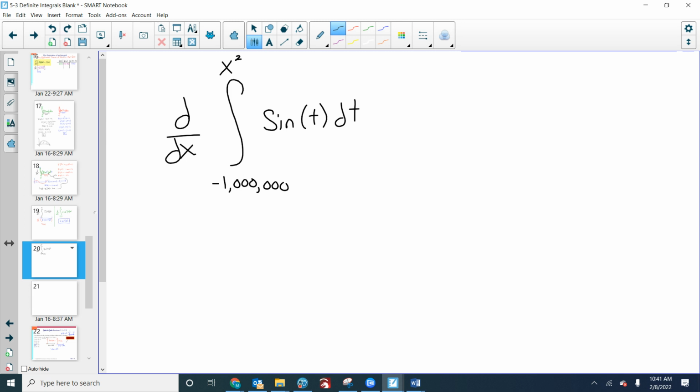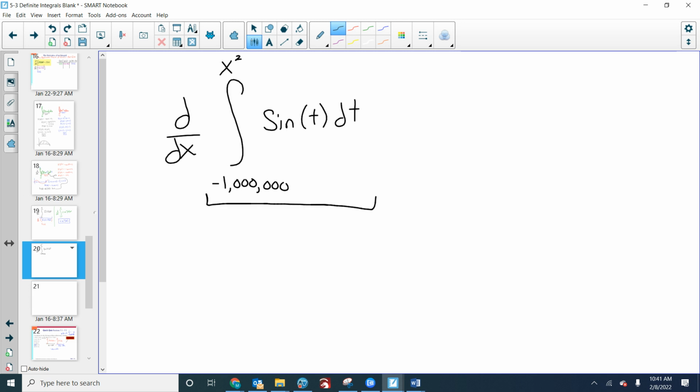I heard sine of x squared. I'm sorry, that's not correct. Any other possible answers? Sine squared x is even farther from the correct answer. Sine of x? Okay. I don't really feel like taking an antiderivative of this. I could.